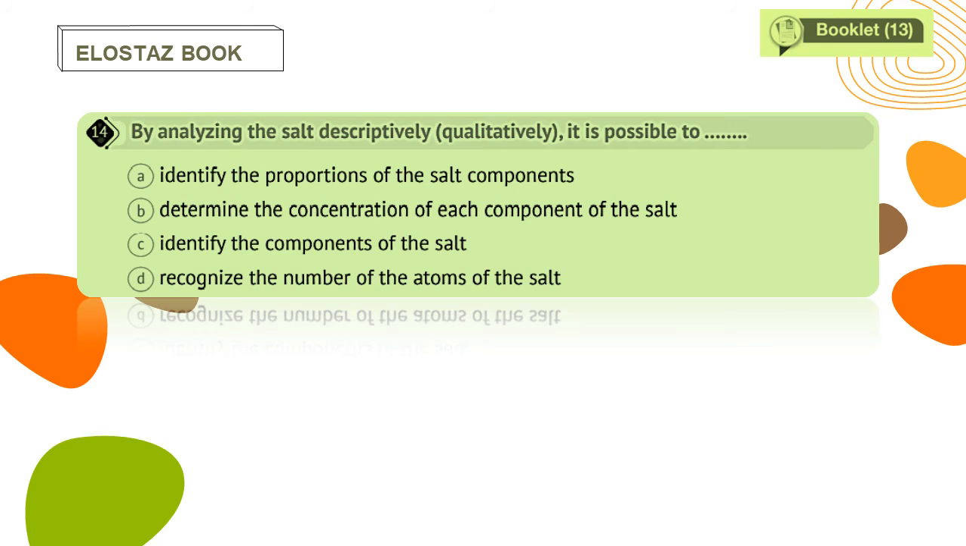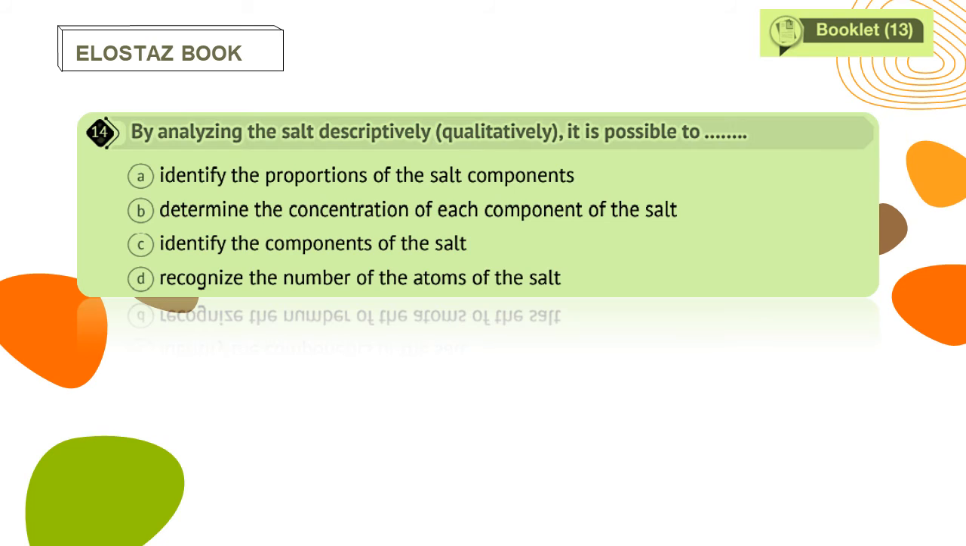Okay, if we make a quantitative analysis... qualitative means that we identify the type of element, and also that we know the percentage of each element in the compound that we have. But in the quantitative analysis, we measure the concentration and the proportions of the salt component. Okay, we have our choices: it's possible to identify the proportion of salt component, determine the concentration of each component of the salt, identify the component of salt, and the last one here, recognize the number of atoms of the salt.